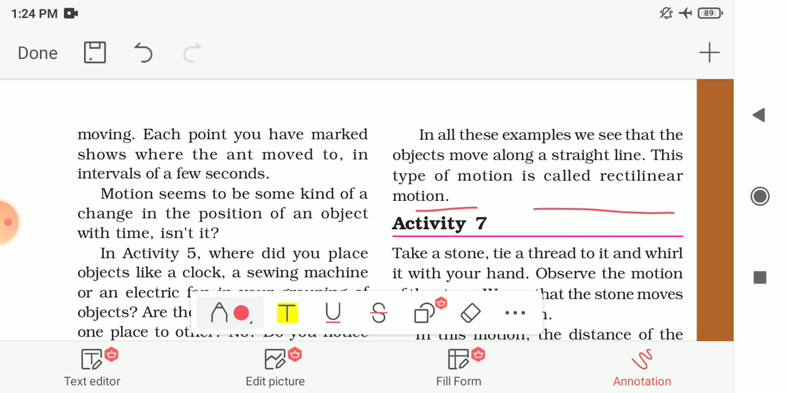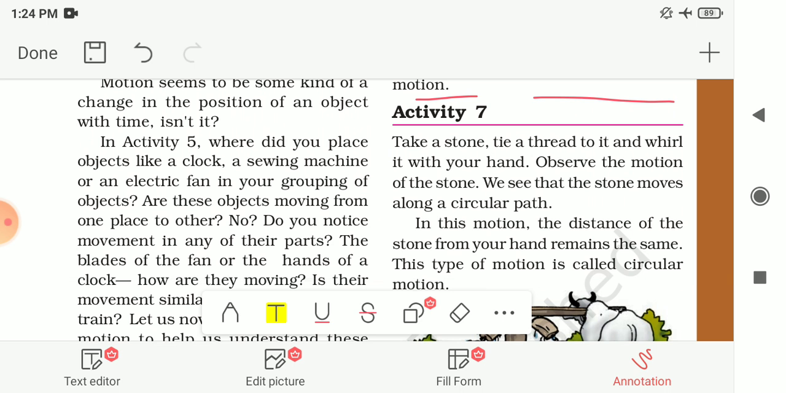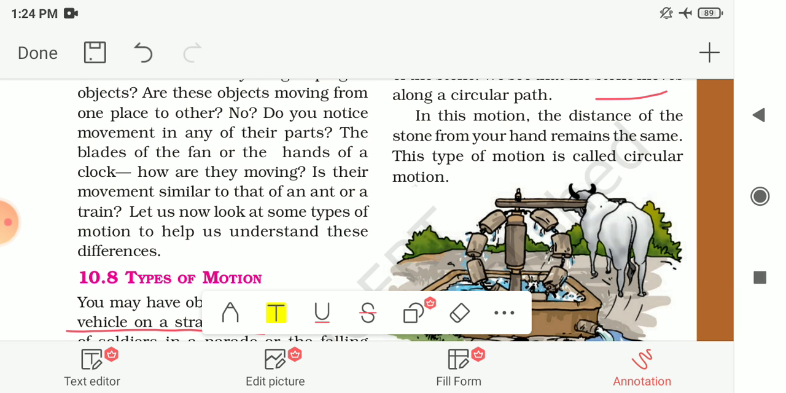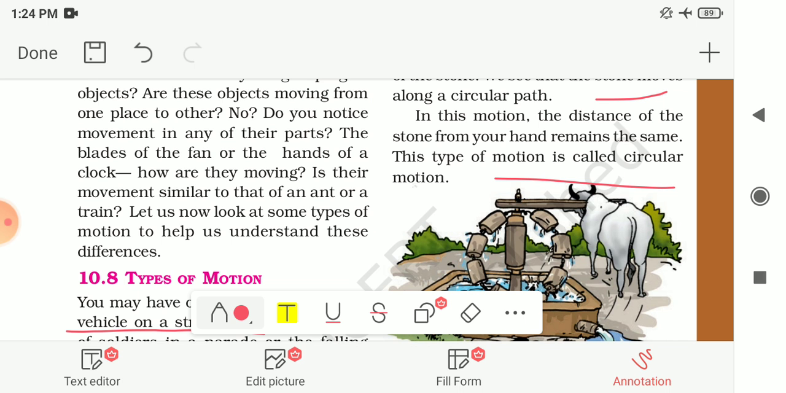Now the next type, let us see by this one activity. For that, activity number 7 is given to you. For that you require a stone. Tie this stone with the help of a thread and reel it with your hand. That means rotate this stone with the help of your hand and observe the motion of this stone. What is the motion of this stone? We see that the stone moves along a circular path, and in this motion the distance of the stone from your hand remains the same.